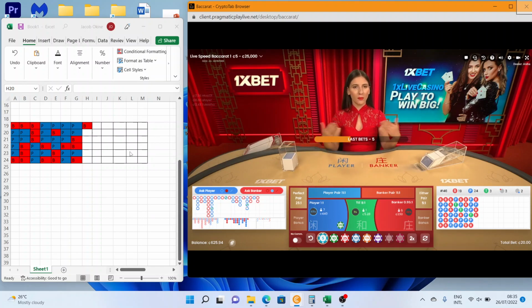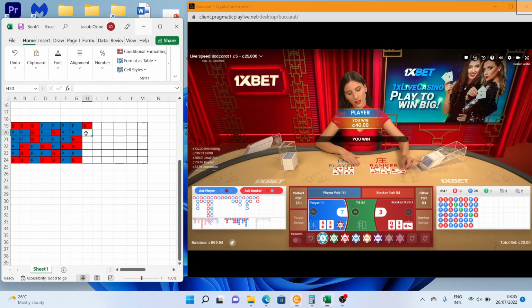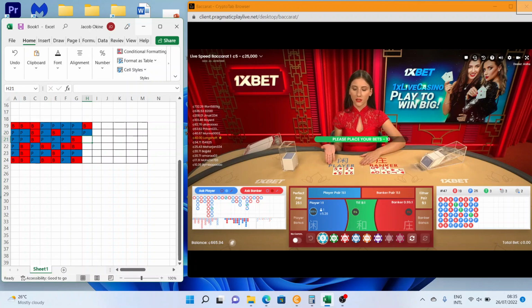Ladies and gentlemen, please place your bets. Thank you. No more bets, best of luck. 7 for the player, 3 for the banker, extra card for the banker. Player 7 over 3, and congratulations.